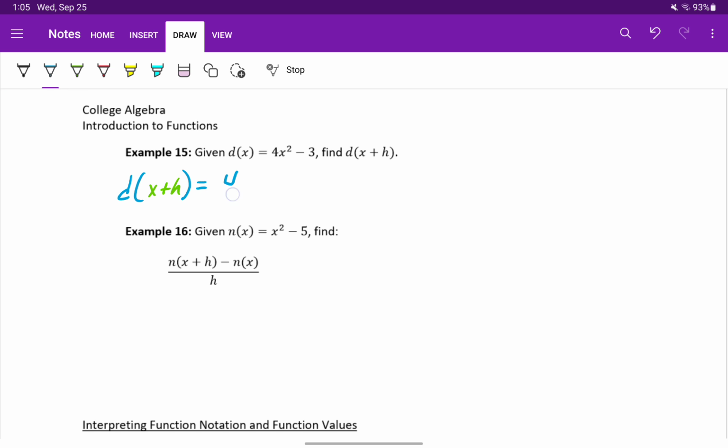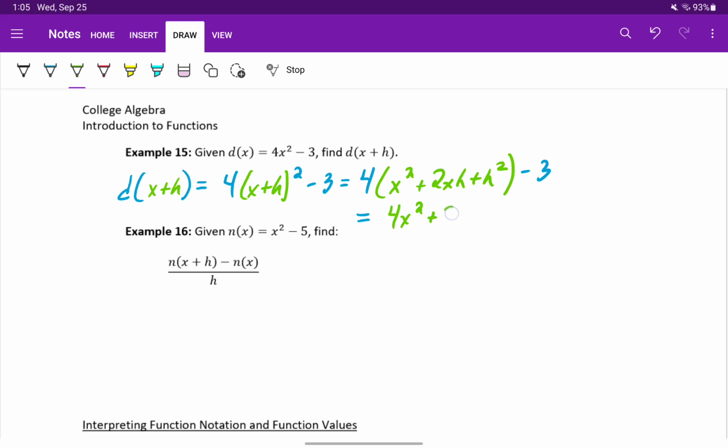That means we'll have 4 times the quantity x plus h squared minus 3, which will give us 4 times, we'll expand this out again, to get x squared plus 2xh plus h squared minus 3, and then we can distribute the 4 through those parentheses to get 4x squared plus 8xh plus 4h squared minus 3.